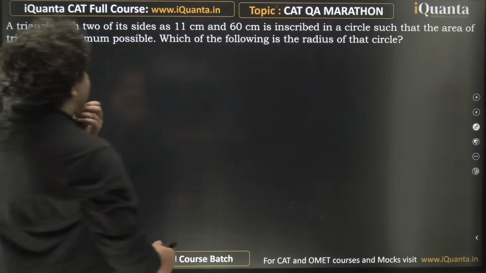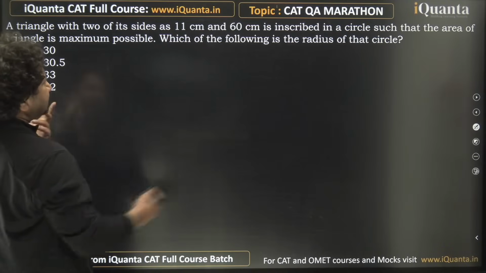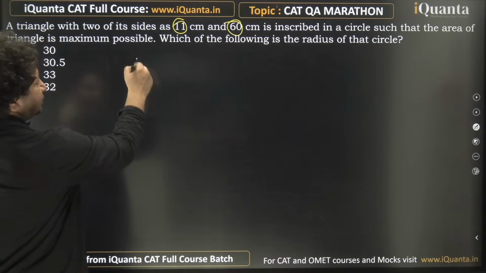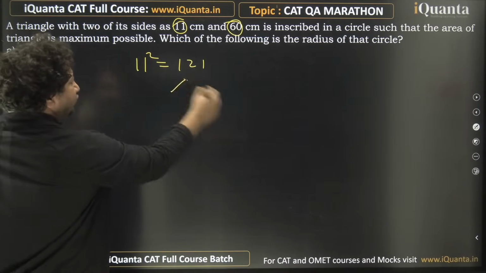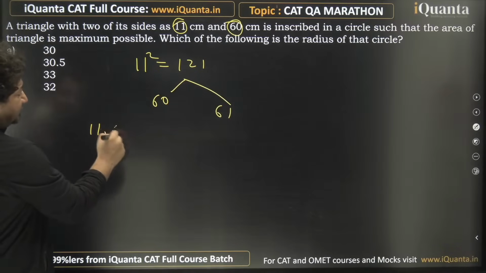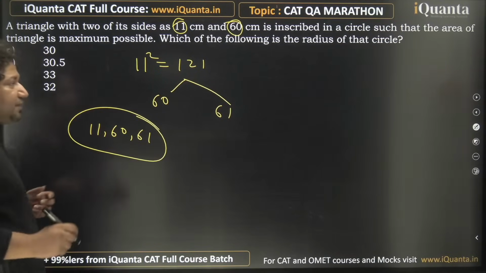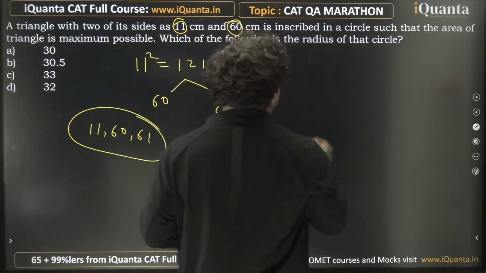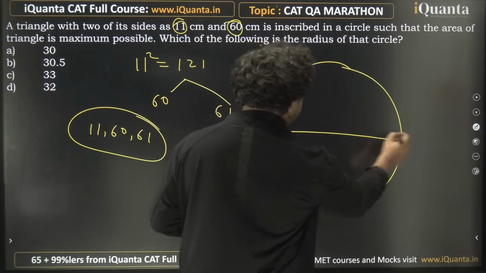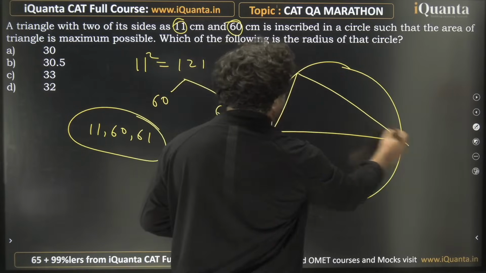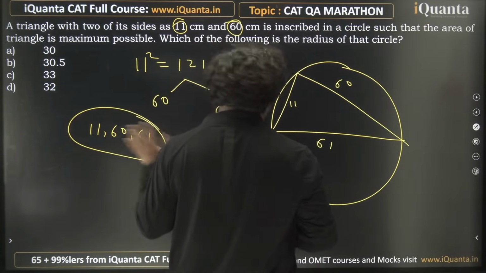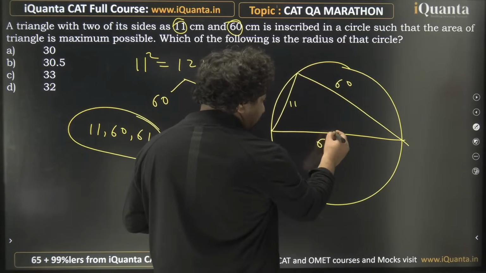Yeah. So I told you that whenever we have something like this, 11, 60, I hope all of you remember that. 11 square is 121, and if you break it in two parts so that they are one distance apart, 60 and 61, then 11, 60 and 61 form a Pythagorean triplet. You remember that? So basically we have a circle in which a right angle triangle has been inscribed. With one side is 11, one is 60. The last will of course be 61 because you know the triplets. 61 happens to be the diameter.